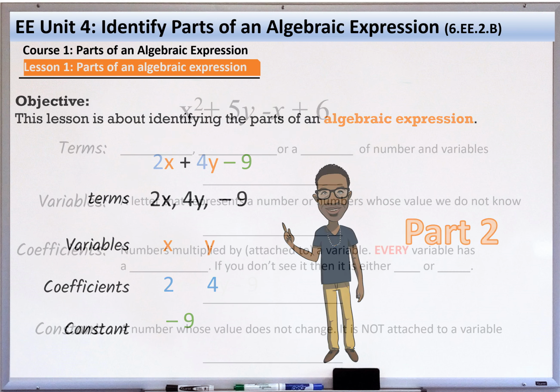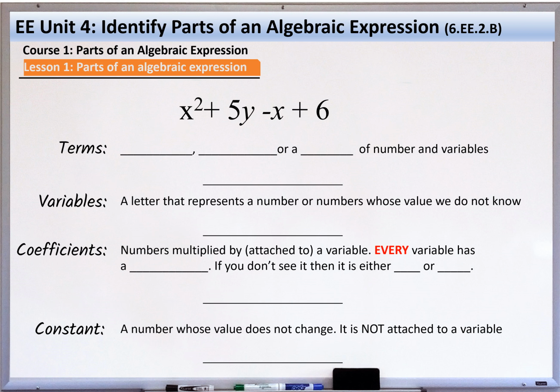Let's get started. So I wanted to cover some definitions in this video. Start off. So we have an algebraic expression, some number x to the power of 2 plus some number y times 5 minus some number x plus 6.